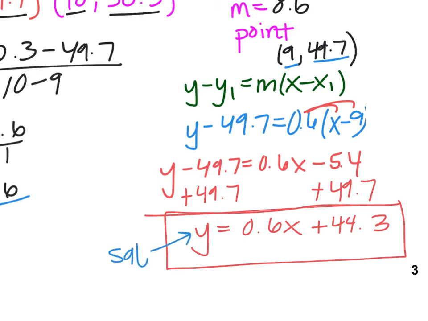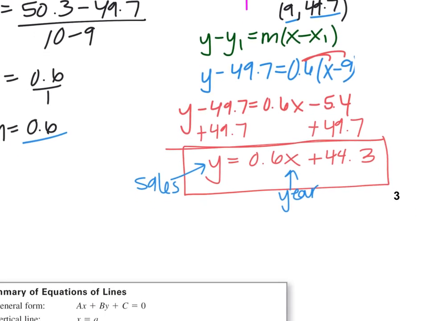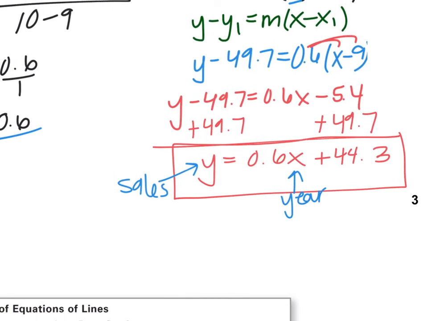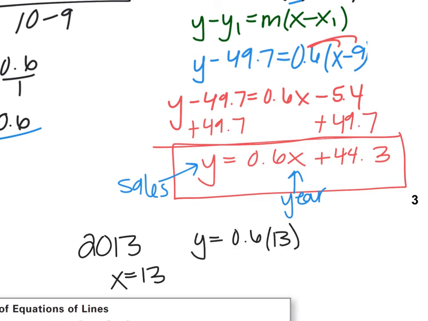So we could substitute in any year here and figure out what the sales should be, right? This is an estimate. This is based off of the data that we have. So if I want to find then an estimate for the sales for the year 2013, we would let x equal 13. And if we did that, we would get 0.6 times 13 plus that 44.3. And if you just go ahead and type that all in your calculator, that gives you about 52.1.